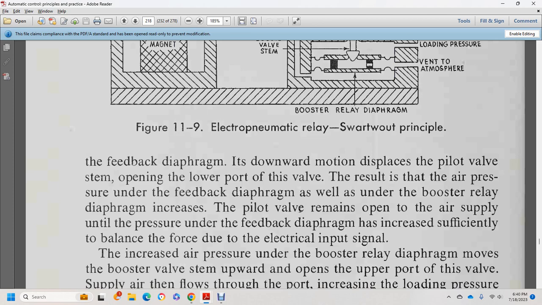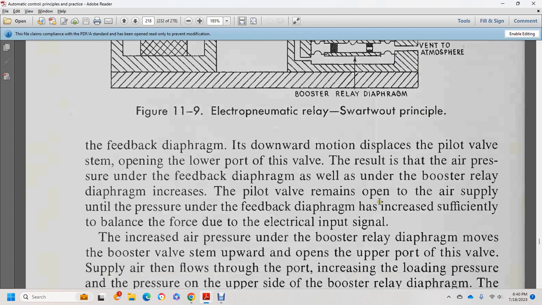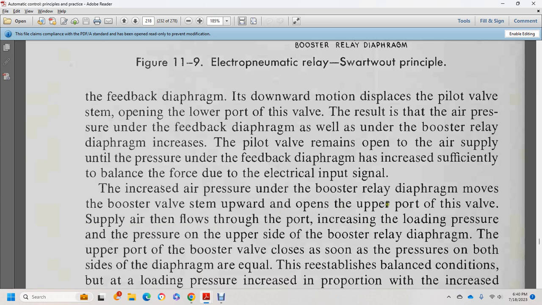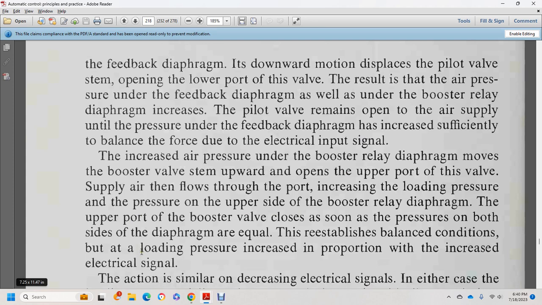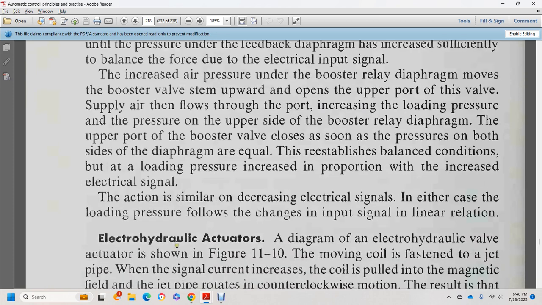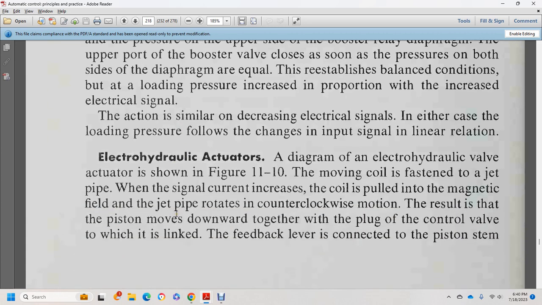The pilot valve remains open to the air supply until the pressure on the feedback diaphragm is increased sufficiently to balance the force due to the electrical input signal. With the increase of the air pressure under the booster relay diaphragm, the booster valve stem moves upward and opens the upper port of the valve, supplying airflow through the port with an increase of the loading pressure on the upside of the booster relay diaphragm. The upper port of the booster valve closes when the pressures on both sides of the diaphragm are equal, reestablishing the balance condition of the loading pressure, in proportion to the increase of the electrical signal. The action is similar for a decreasing electrical signal. The loading pressure changes with the change of the input signal in a linear relation.